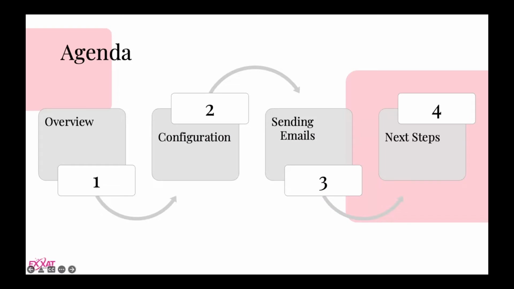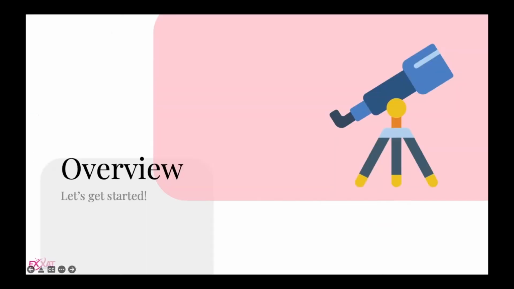Okay. All right, so today we're going to do an overview of the feature for update location information. We're going to show you how to configure it, send the emails, and then talk about some next steps of what to do once you get back the information from this process. So let's go ahead and get started with the overview.